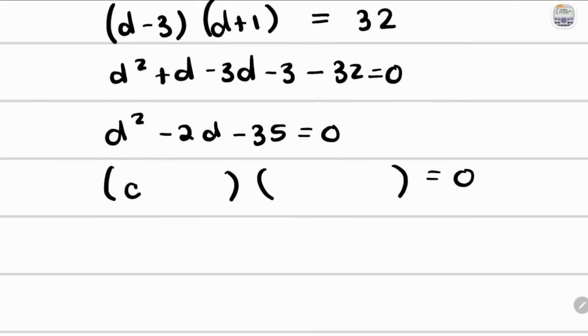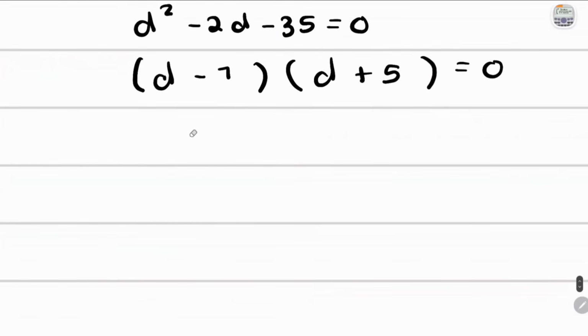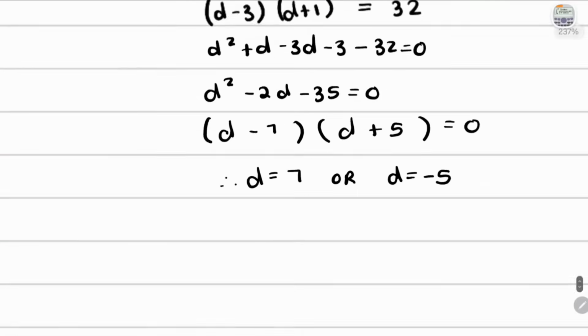d times d gives you d squared. And then factors of 35, that can give you 2. I'm already thinking of 7 and 5. 7 and 5. Okay, 7 times 5 is 35. And then if you say -7 plus 5, that gives you -2. So we're going to go ahead and put -7 here and positive 5. Okay, so therefore this means that d is equal to 7 or d is equal to -5.